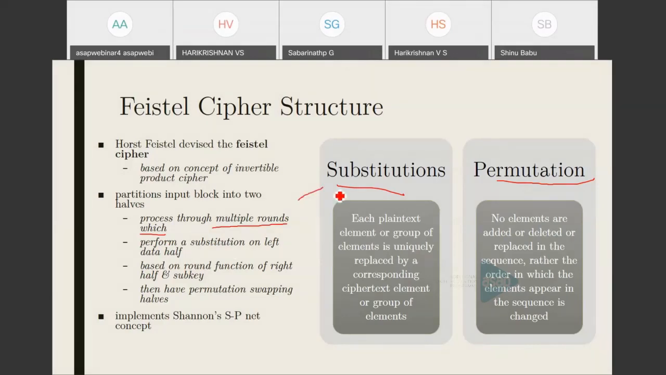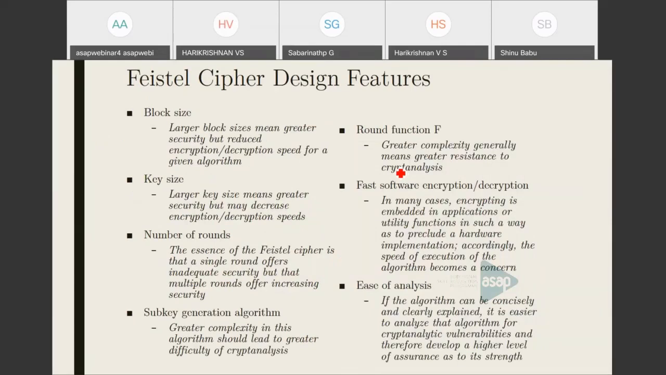When he used the substitution and permutation, he performed substitution only on one half. Then there is some function F, a mathematical or logical function, which happens on the other half using a subkey, and then we have the permutation happening. So it is a three-step process in Feistel, and the structure is mentioned here. We'll see what all Feistel has given a cryptographer to work with. He kept the block size open.